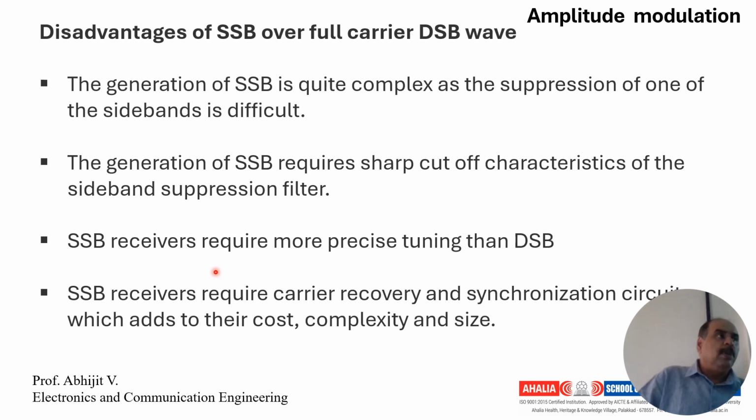Disadvantages. What are the advantages and what are the disadvantages? Naturally, you have the bandwidth advantage, so what happens is that the system becomes more complex. It is more difficult to generate and receive an SSB system when compared to a DSB system, because in AM you are simply generating the signal and sending all the components. Here you need to remove the carrier component and one sideband, and so naturally it becomes complicated. The generation of SSB requires sharp cutoff characteristics. You need better filtering characteristics. Receivers require more precise tuning than DSB. SSB receivers require carrier recovery and synchronization circuits which add to their cost, complexity and size.